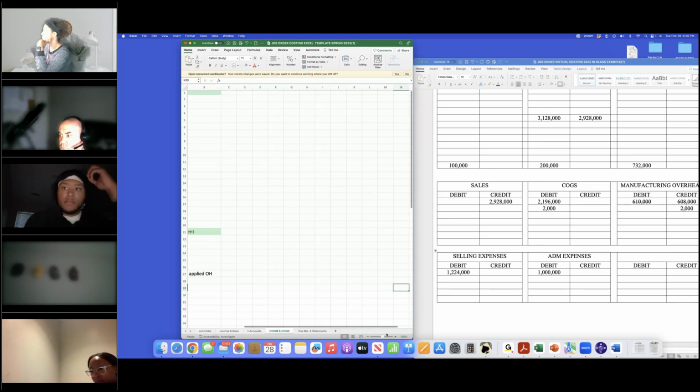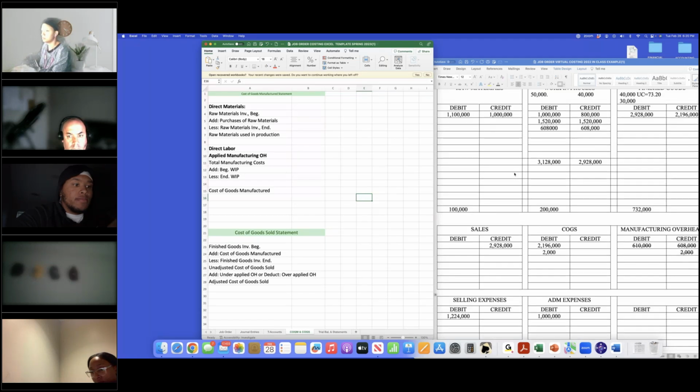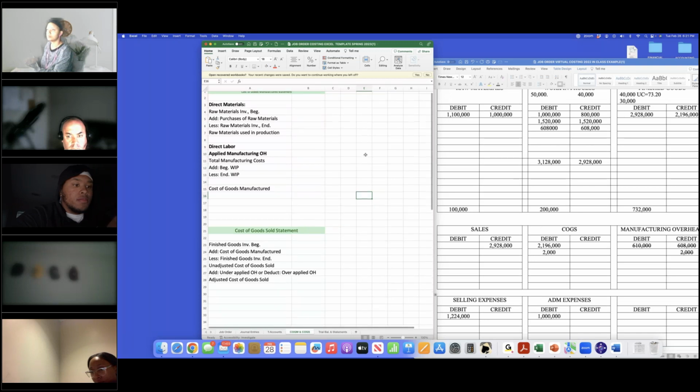And there are three predominant costs: direct materials, direct labor, and applied manufacturing overhead. And they always stay that way. So what's our direct materials cost going to be? We didn't have any beginning raw materials. That's zero. How much did we purchase in raw materials?